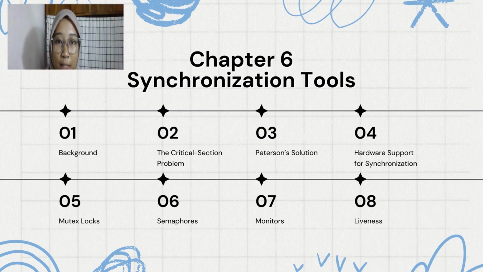The contents of this chapter are background, the critical section problem, Peterson's solution, hardware support for synchronization, mutex locks, semaphores, monitors, and liveness.